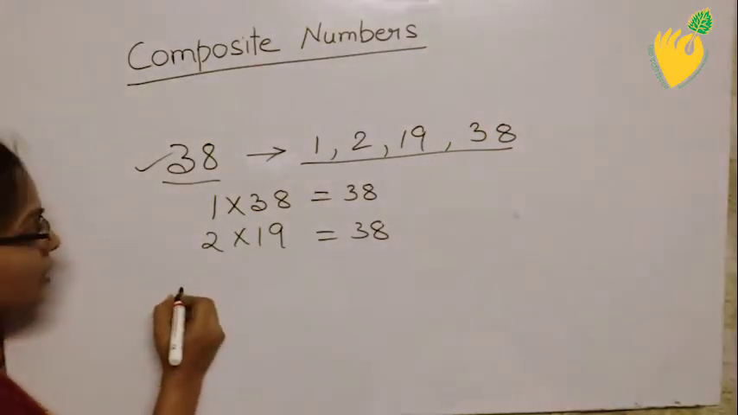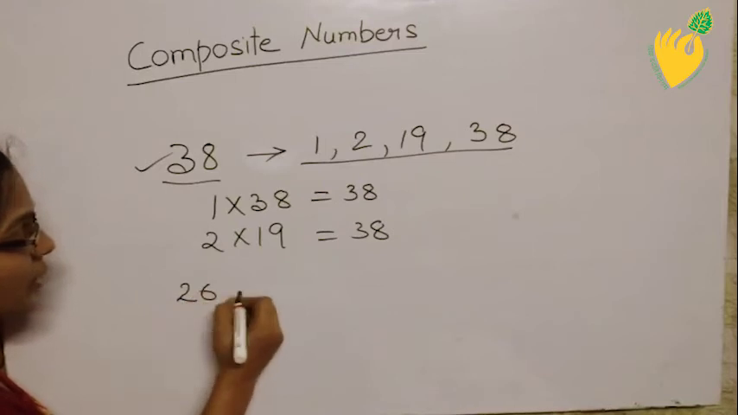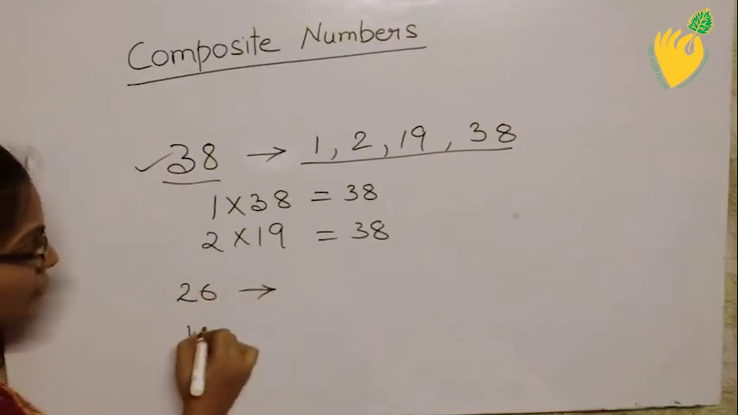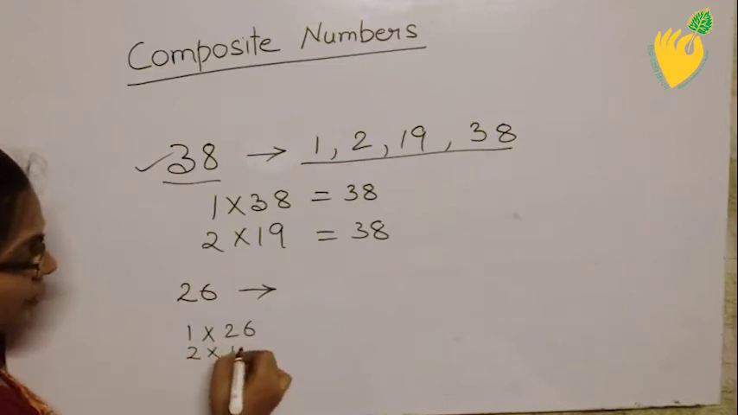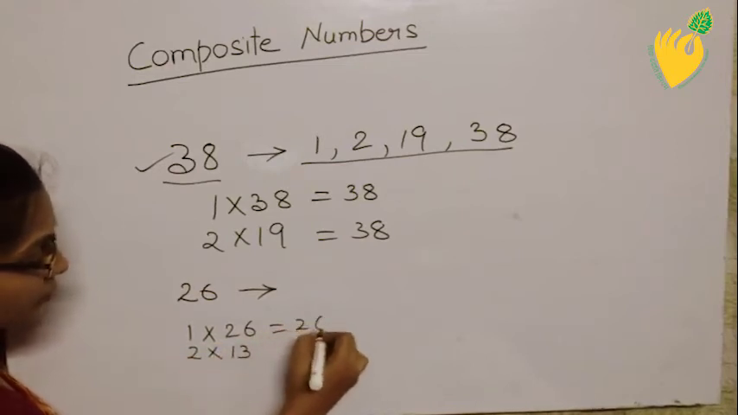A few more examples are there, students. Suppose 26. Write all the factors of 26. 1 into 26. 2 into 13.